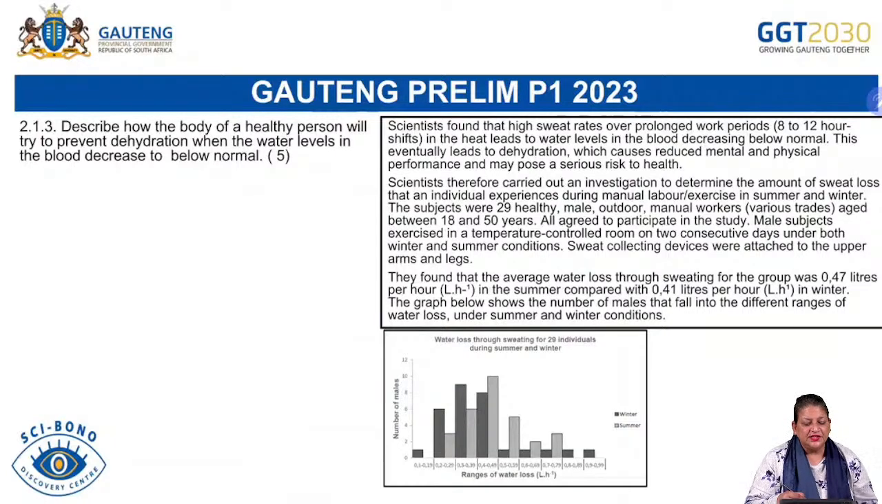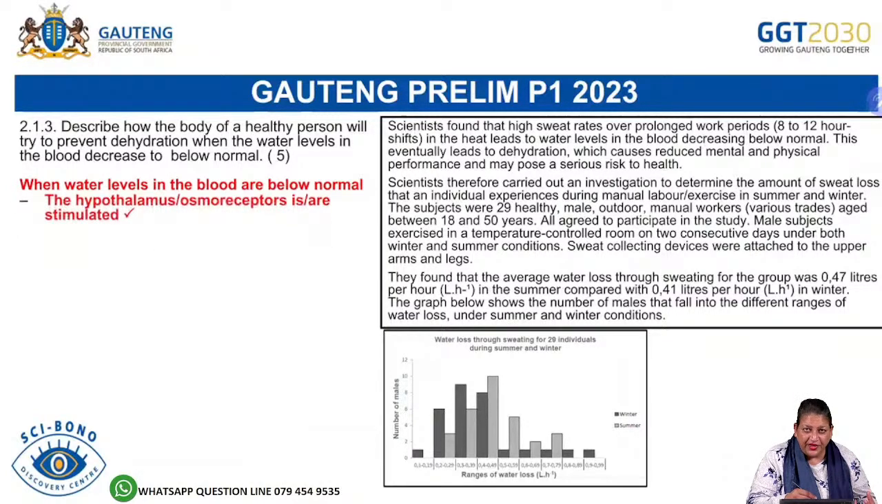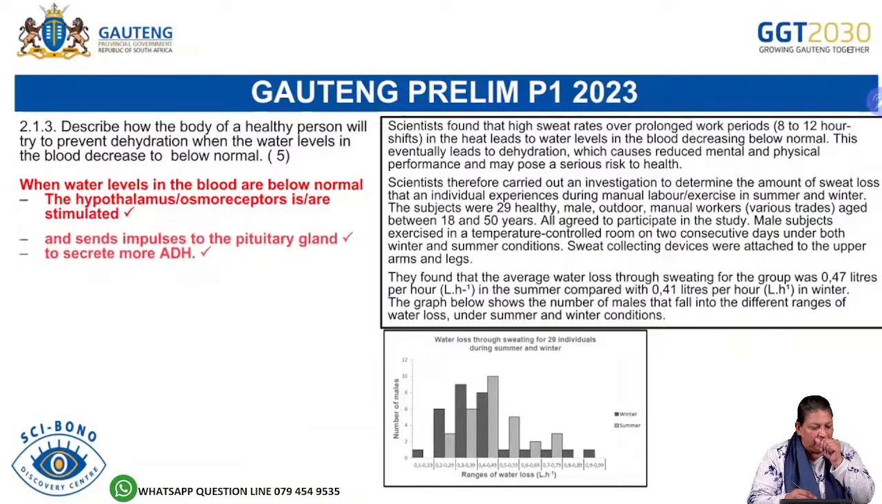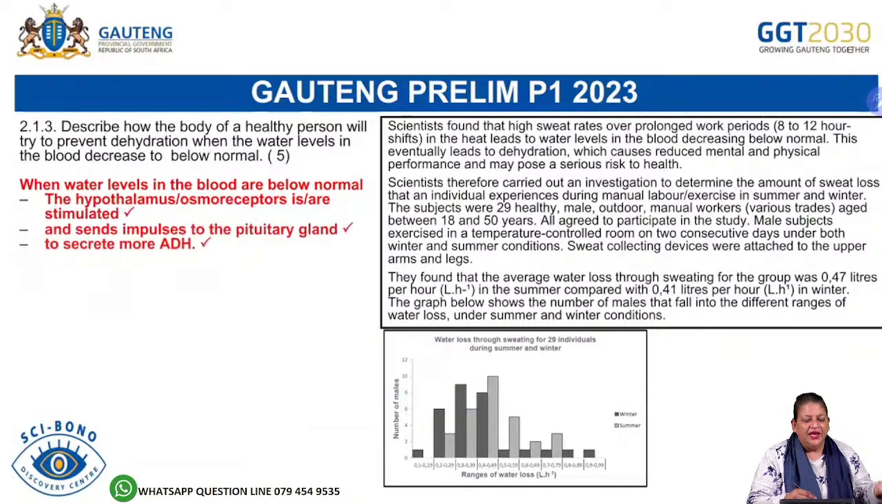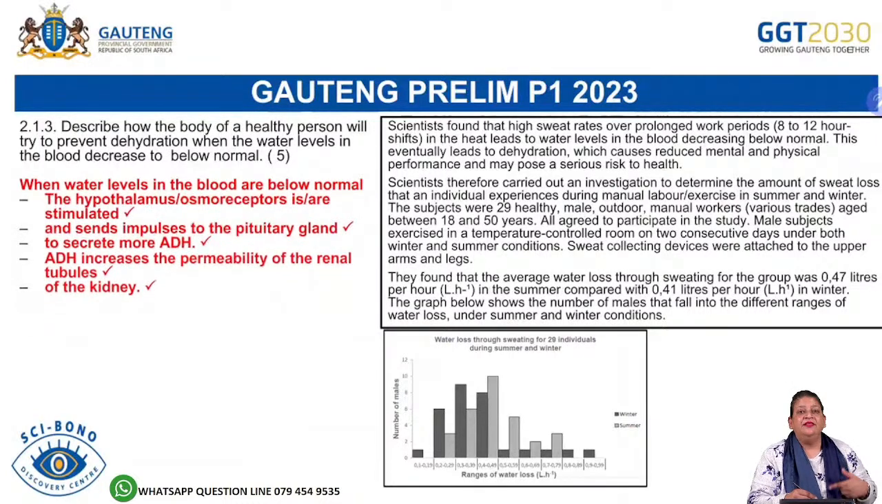Same question. Describe how the body of a healthy person will try to prevent dehydration when the water levels in the blood decrease below normal. It's simple. If the water level decreases below normal, it means they are dehydrating, they are losing more water by sweating. What's going to happen there? You're going to simply say, when the water levels are below normal, the hypothalamus will be stimulated. This is going to be the opposite of the other one we did. It will send impulses to the pituitary to secrete more ADH. And then the ADH is going to make the kidney tubules more permeable to water.